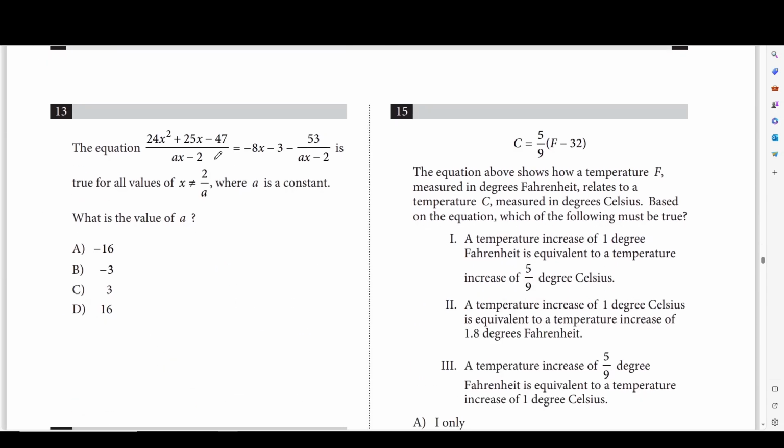So now we're moving on to number 13. It says the equation 24x squared plus 25x minus 47, over ax minus 2, is equal to 8x minus 3, minus 53 over ax minus 2.